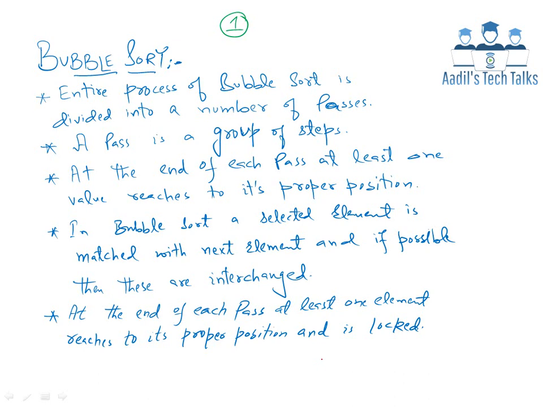Bubble sort. The entire process of bubble sort is divided into a number of passes. What is a pass? A pass is a group of steps, and the entire process is divided into a few passes. Remember that if there are n elements, then there will be n minus 1 passes. If your list has 5 elements, then there will be 5 minus 1, which means 4 passes. At the end of each pass at least one value reaches its proper position.